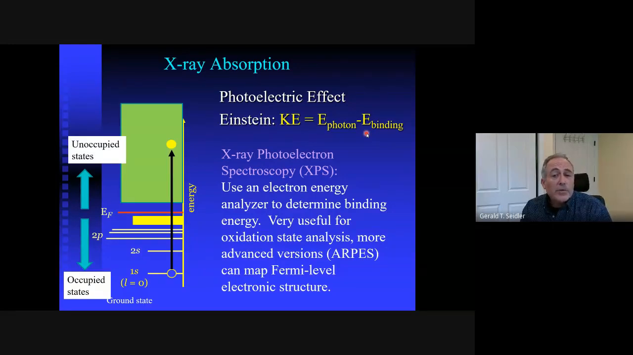And there you would use an electron energy analyzer to determine the kinetic energy spectrum of the electrons coming off your material. Knowing the photon energy, you could then infer the binding energy for all the different orbitals that you cared about in your system. This is very useful for oxidation state analysis, and more advanced versions such as ARPES can map out Fermi level electronic structure, which is quite a big deal these days, especially on 2D materials.